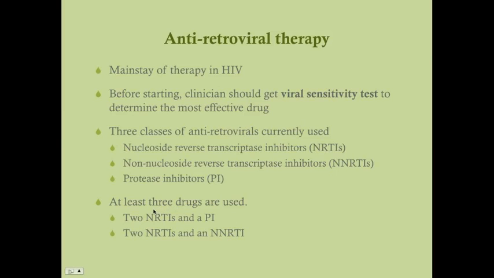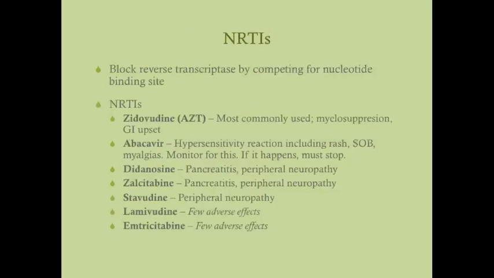And the choices we have are 2 nucleoside reverse transcriptase inhibitors and a protease inhibitor, or 2 NRTIs and a non-nucleoside reverse transcriptase inhibitor. We could also use 4 drugs, where we would use 2 nucleoside reverse transcriptase inhibitors and 2 protease inhibitors, but that's less common. So just make sure you know that at least 3 drugs are used, and you always want to use 2 nucleoside reverse transcriptase inhibitors.